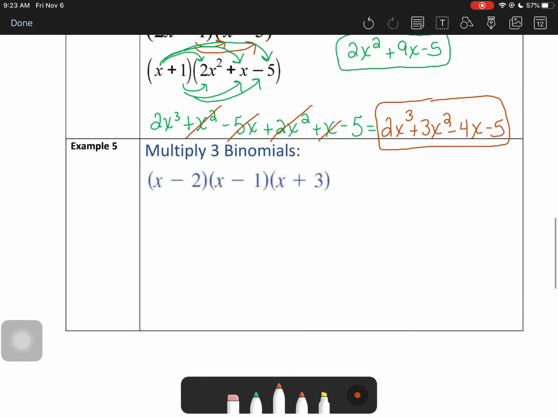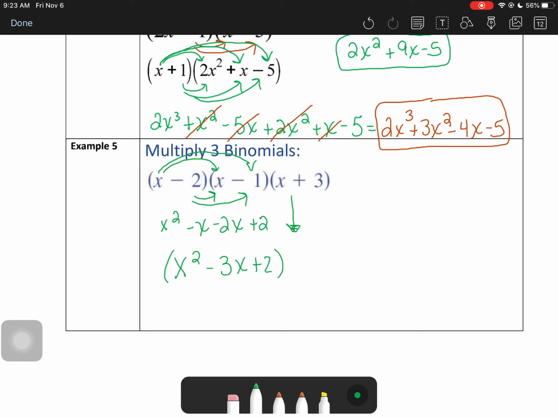In our next example, we're multiplying 3 binomials together. The way that we do that is we have to do only 2 at a time. So we'll start by FOILing the first 2. So we have x squared, and then we have a negative x, and a negative 2x, and negative 2 times negative 1 is positive 2. Then we combine like terms, so we have x squared minus 3x plus 2.